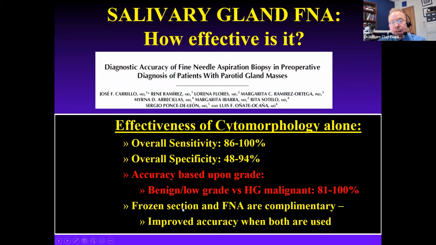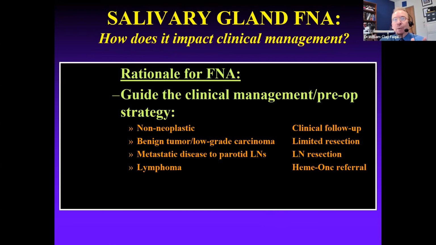The other thing that I'll mention is that for cases where our FNA does not give a specific diagnosis, our clinicians will often do a frozen section at the time of surgery. I like frozen sections for salivary gland, and it's been shown that combined, the frozen section and the FNA are complementary. Okay, so what's the rationale of FNA for salivary gland in terms of helping to guide the management? If it's a non-neoplastic lesion like chronic sialadenitis, then the patient can just usually get clinical follow-up without surgery. If it's a benign tumor or something that might be a low-grade carcinoma, then that's telling the clinician, do a very limited resection of that tumor.